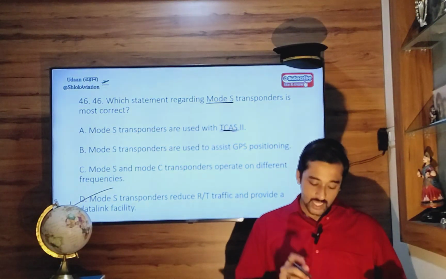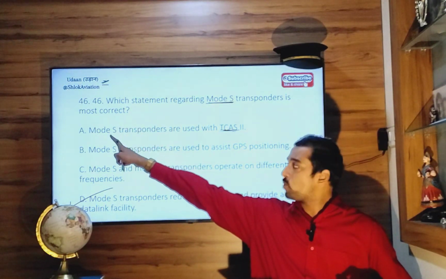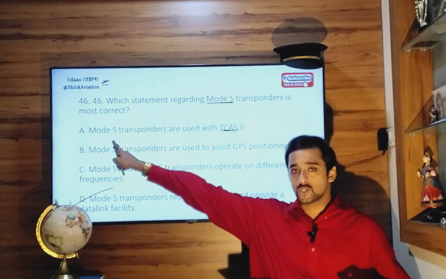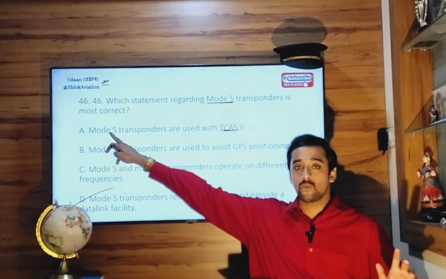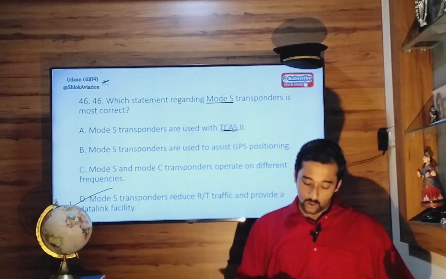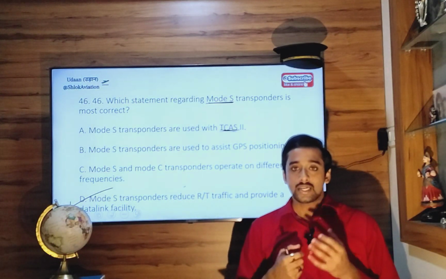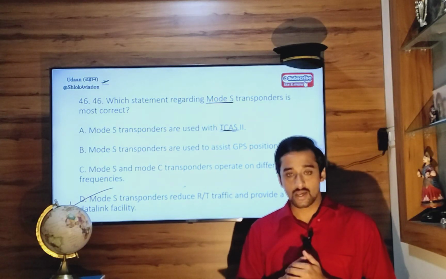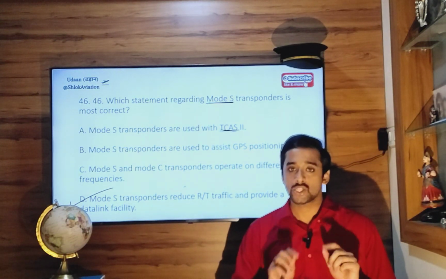Remember that. Therefore, the most correct, they have asked most correct. Option A can also be correct, but most correct in comparison with option A and option B is option delta. Mode S reduces RT traffic because it has a facility for data link communication. Okay, so automatically the systems will communicate information between each other.